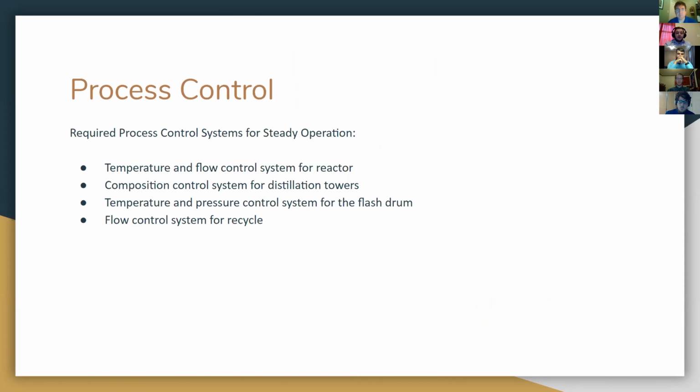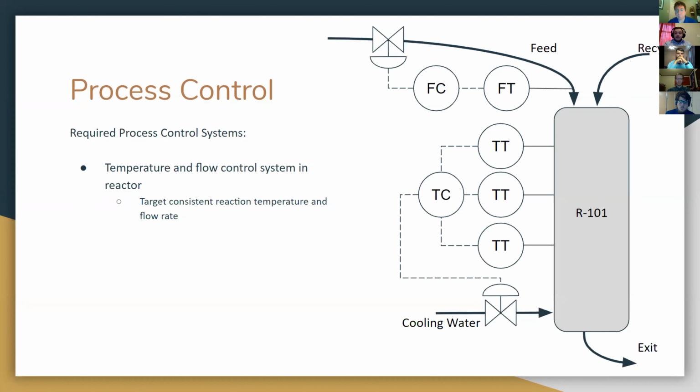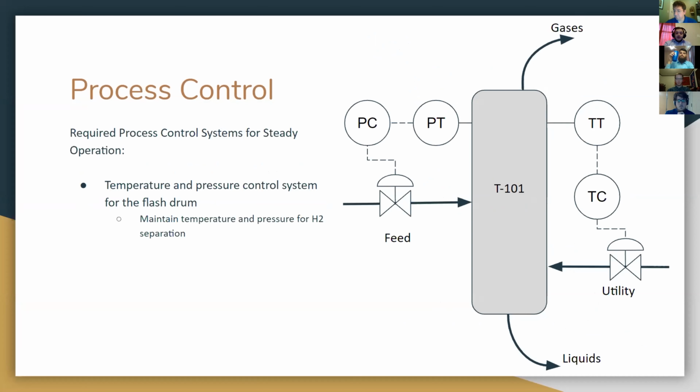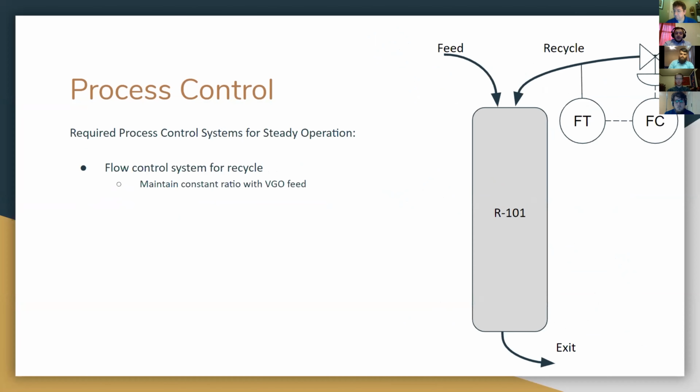in a reactor. And this is somewhat how it would look for the reactor, for our towers, to make sure that we're getting the correct cut fractions for our tops and bottoms. For our flash drum, and then for the flow system into the reactor.